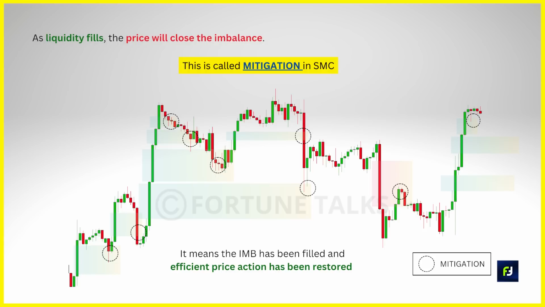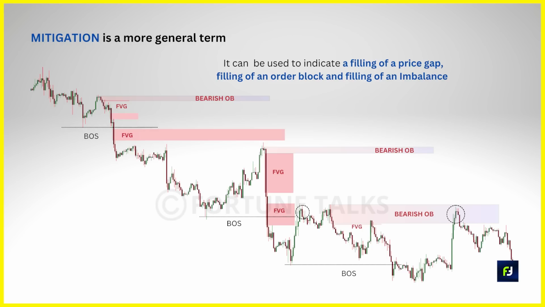This is what we call mitigation in smart money concepts. When we say that the price has mitigated the imbalance, it means the imbalance has been filled and efficient price action has been restored, and the market will most likely continue in the direction of the impulse move. But do keep in mind that mitigation is more a general term, which can be used to indicate the filling of a price gap, filling of an order block, etc. We will talk about this topic in more detail in the upcoming episodes of this course.